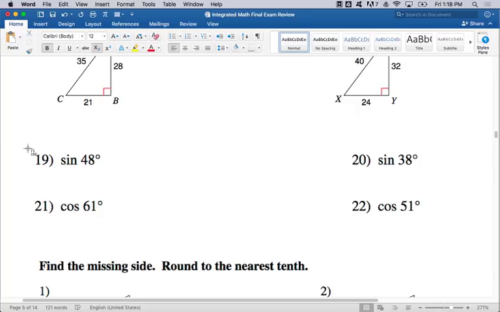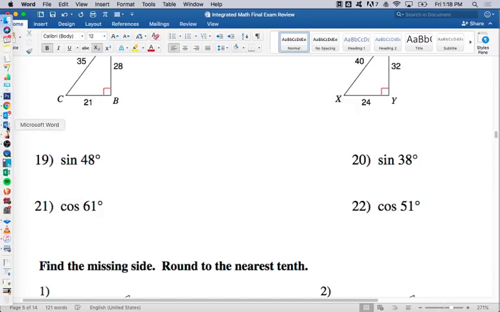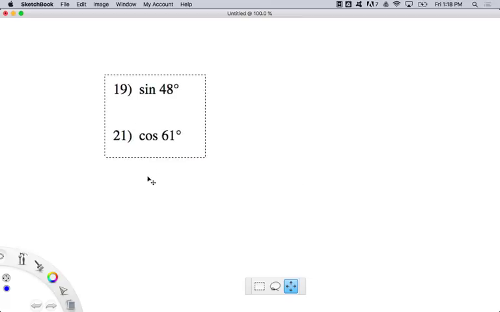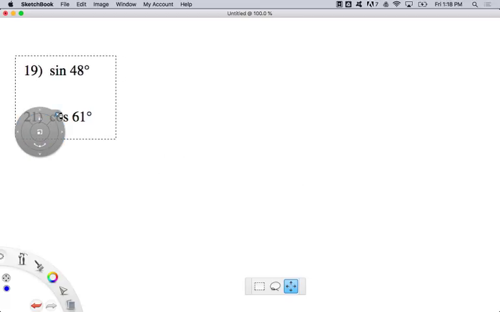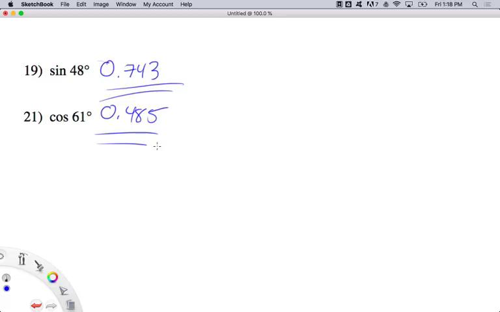Next. They won't be this easy on the final exam, but you will be expected to be able to evaluate sine and cosine with your calculator. This really is as simple as just plugging it into your calculator. Sine of 48 is 0.743. Cosine of 61 is 0.485. Now, you need a calculator. Don't let the final exam day be the day that you experiment with your calculator for the first time.